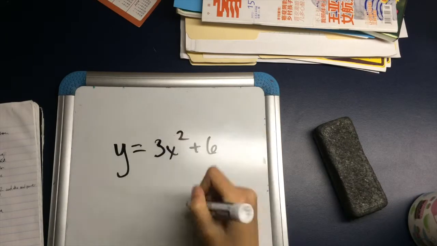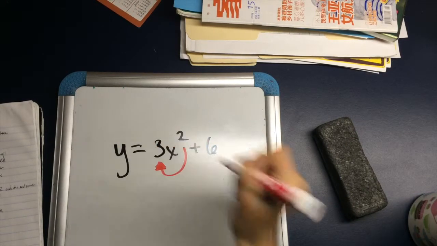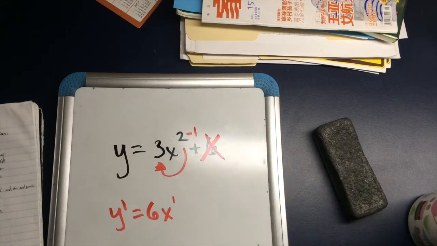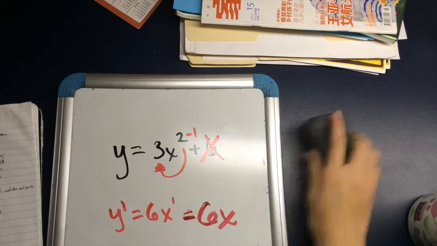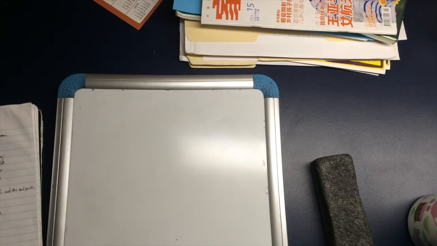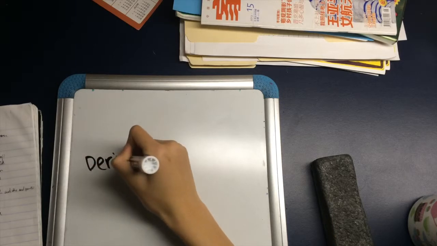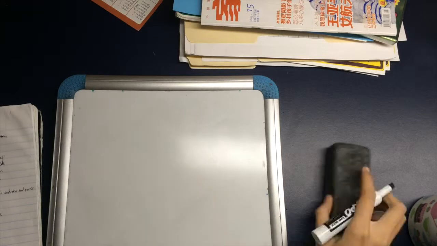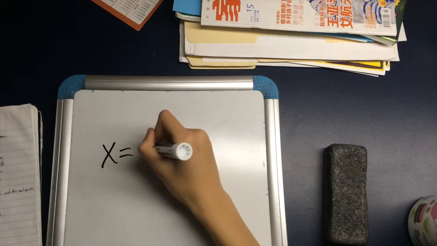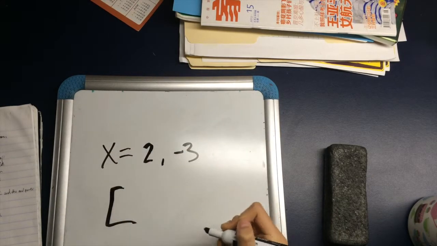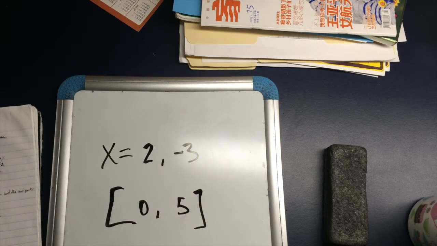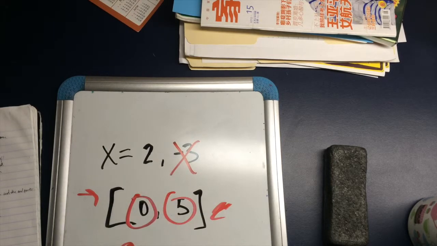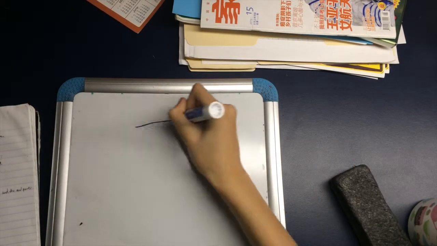Hopefully this one with numbers will help. I'll give you y equals 3x squared plus 6, and the derivative of that would be 6x, because you take the 2 down and multiply by 3, and 2 minus 1 would be 1, so that would be 6x. So anyways, you set the derivative equal to 0, and then you solve for x. But say you get your answer and it's 2 and negative 3, but then the interval was 0 and 5. Negative 3 is outside the interval, so it's cancelled, and you don't count that. So your critical point is just 2.